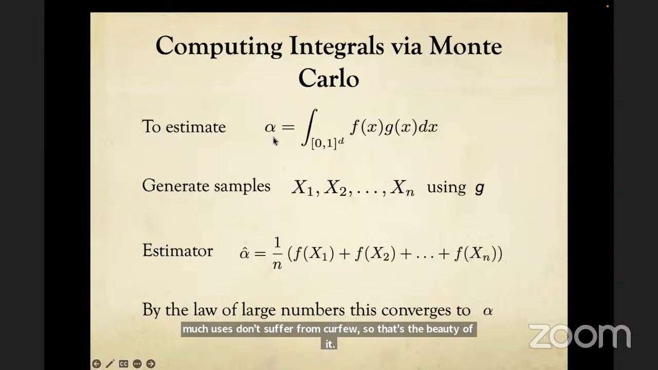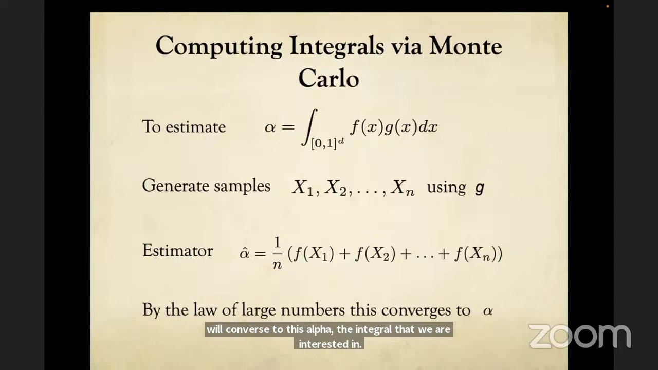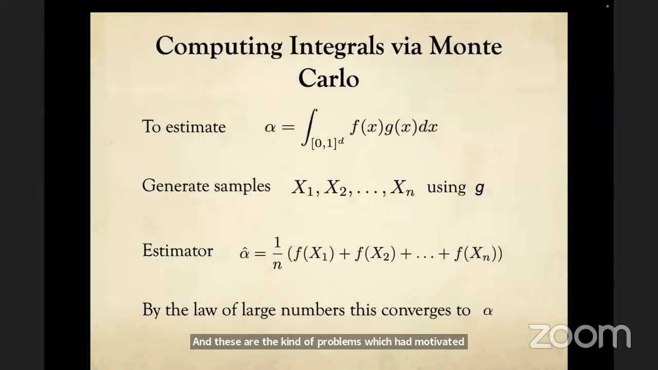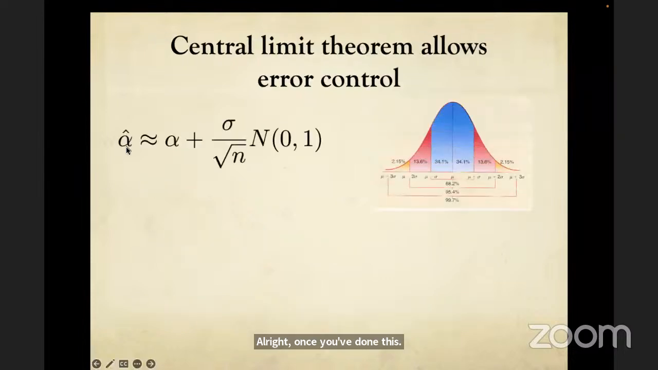So if I want to estimate this alpha term, this integral that you're seeing here, what I will do is, using g of x, generate samples x1, x2, ..., xn. These are again in this hypercube in d dimensions. Then with these samples, I'll compute the sample average, alpha hat. By the law of large numbers, as we discussed, this alpha hat will converge to this alpha, the integral that we are interested in. These are the kind of problems which motivated the Monte Carlo method to begin with, computing large dimension integrals.